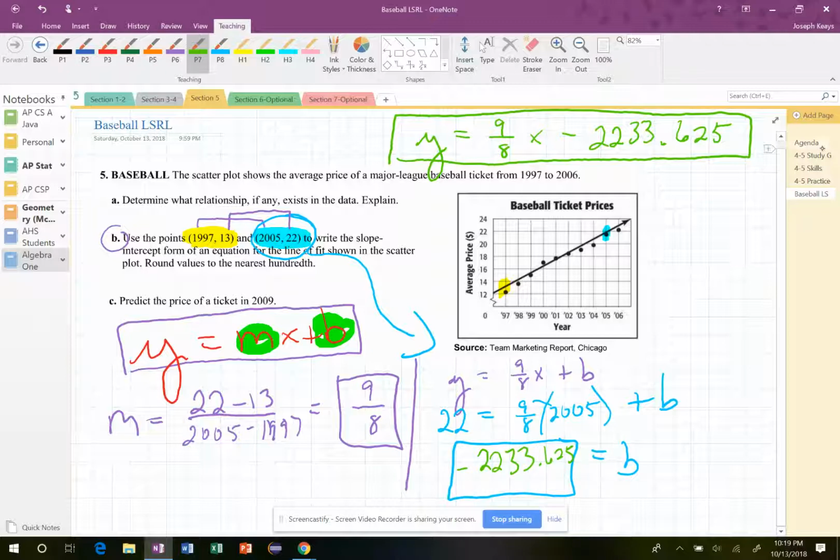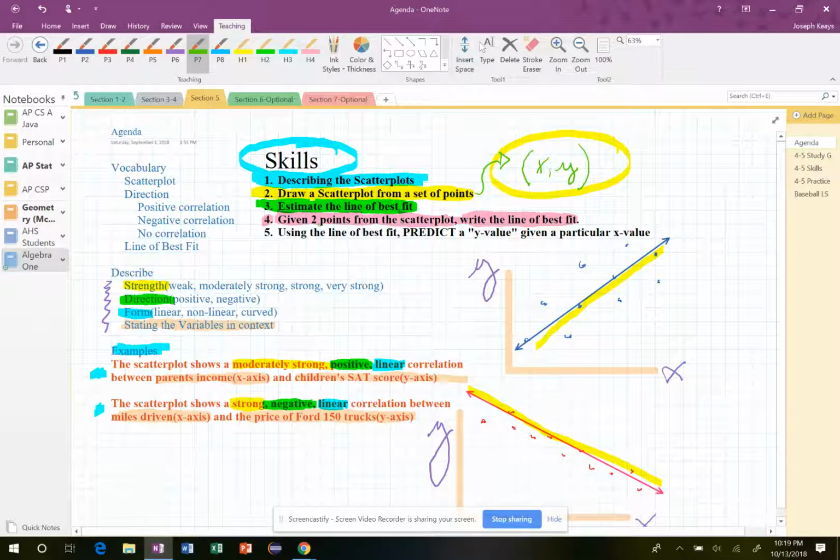Okay, so that is the fourth skill. Given 2 points from the scatter plot, writing a line of best fit. The last skill, we'll use the last video to finish up the section.